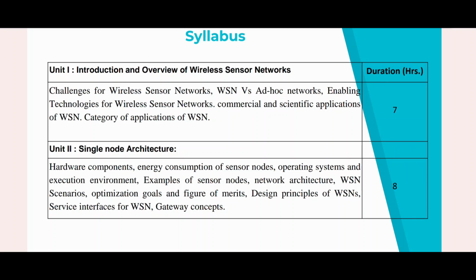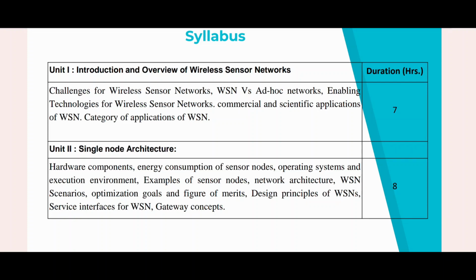So initially we must be able to understand some of the challenges in WSN. We should be aware of all the challenges. What is the major difference between wireless sensor network as well as ad hoc network? Some of the enabling technologies of WSN. We should be aware of each and every enabling technology in WSN and the varieties of applications in different domains. So these are the contents of unit number 1.